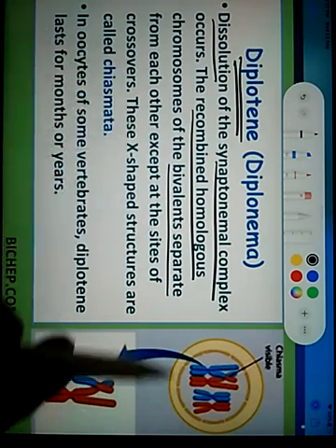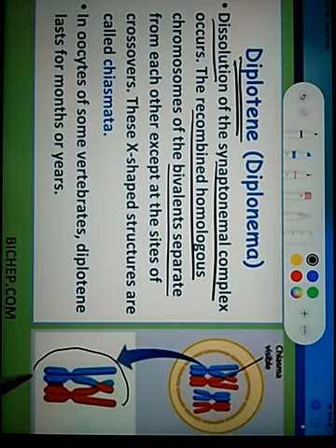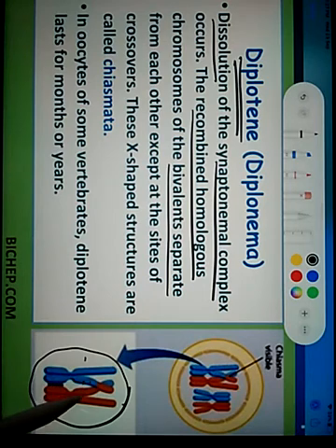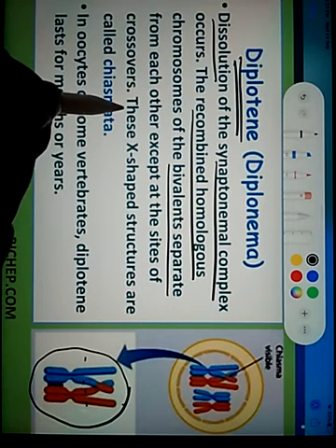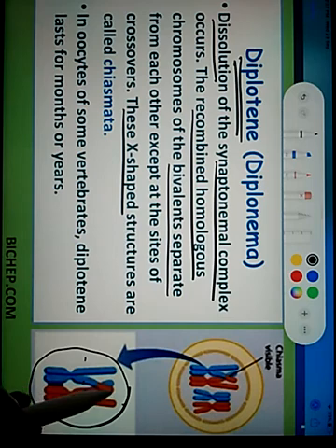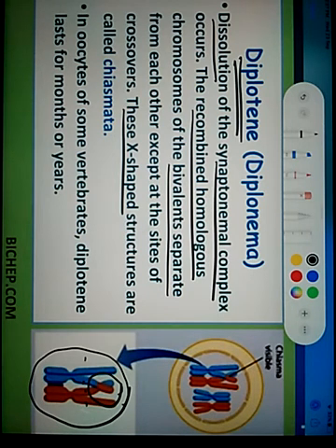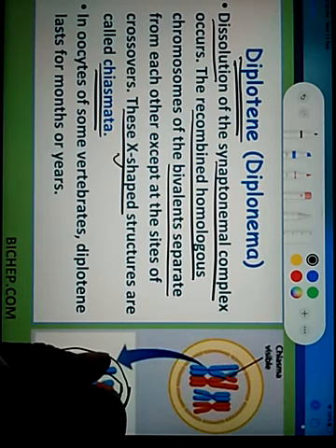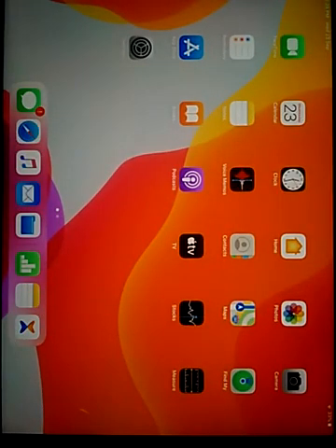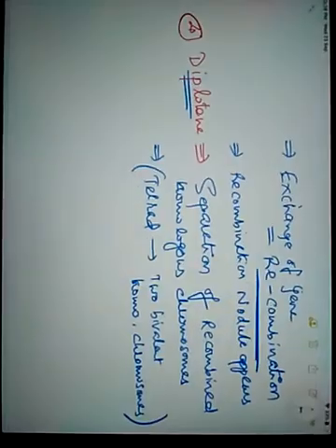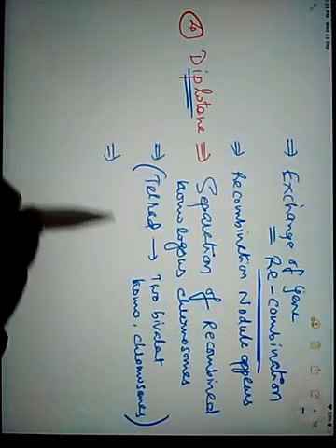Now if you see, due to this separation, in the diagram 1, 2, 3 and 4, an X-shaped structure you can see at the site of recombination between two non-sister chromosomes. This X-shaped structure is called chiasmata, right? So chiasmata appeared between two non-sister chromosomes at the site of the recombination. So that's the speciality of this phase, Diplotene.